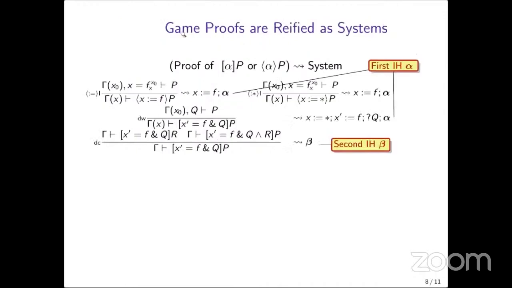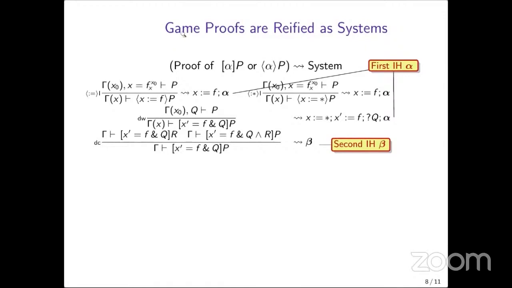Now that we can prove refinements, how do we extract a system from a game proof? How do we reify a strategy? We write a proof tree and a system with a squiggly arrow to indicate that a proof of a diamond or box property of a game reifies into some system. Here, alpha and beta indicate recursive calls. If postcondition P includes some more games, we would want to synthesize those games as well.